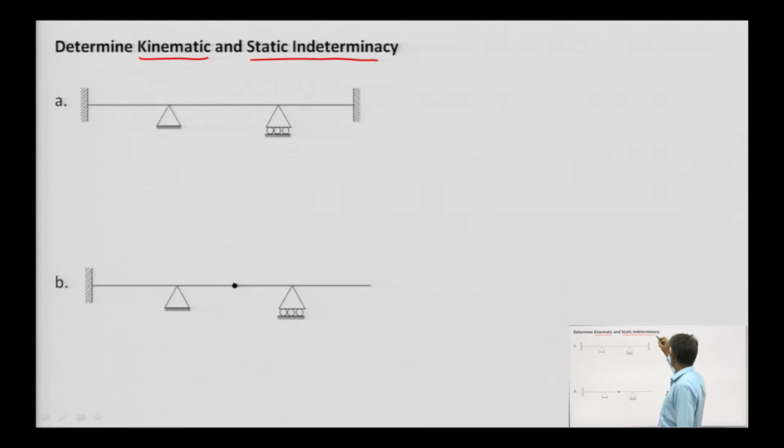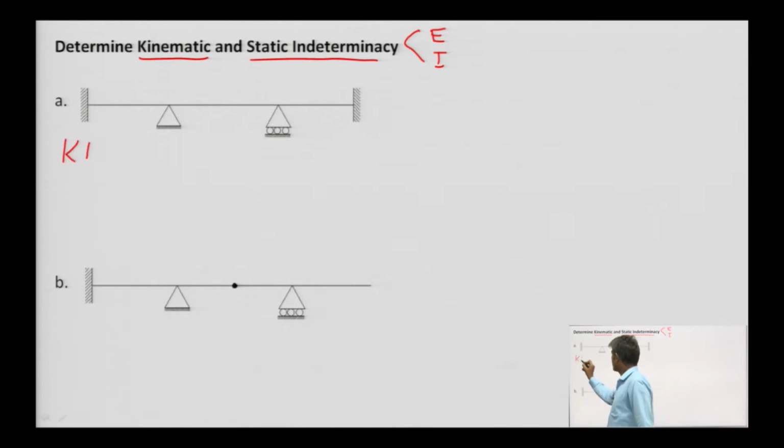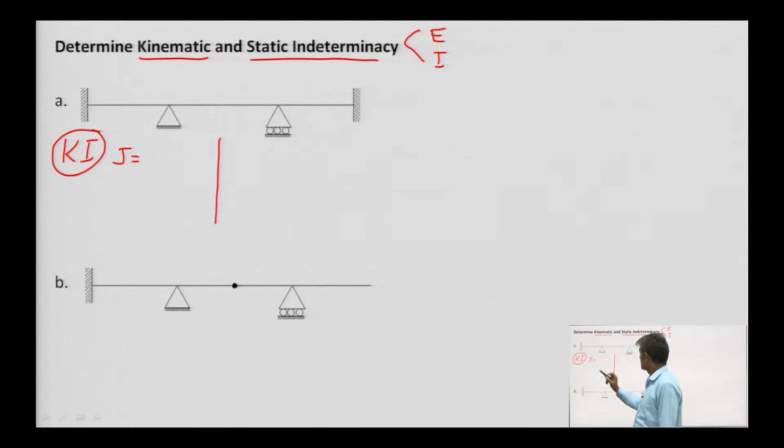In the last class I told you that static indeterminacy is the sum of external as well as internal. So, we will calculate three things. In this case, let us calculate kinematic indeterminacy first. Let us count the number of joints: 1, 2, 3, 4. 4 joints.